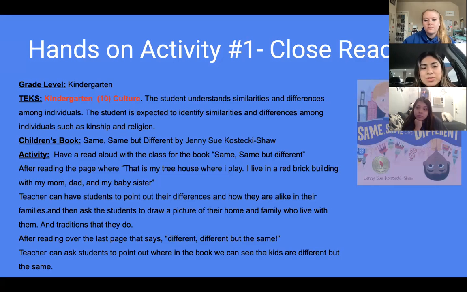And then after reading the last page that says different but the same, a teacher can ask students to point out where in the book we can see the students are different, but also they are the same. So that's an activity that we can use in the classroom for close reading.